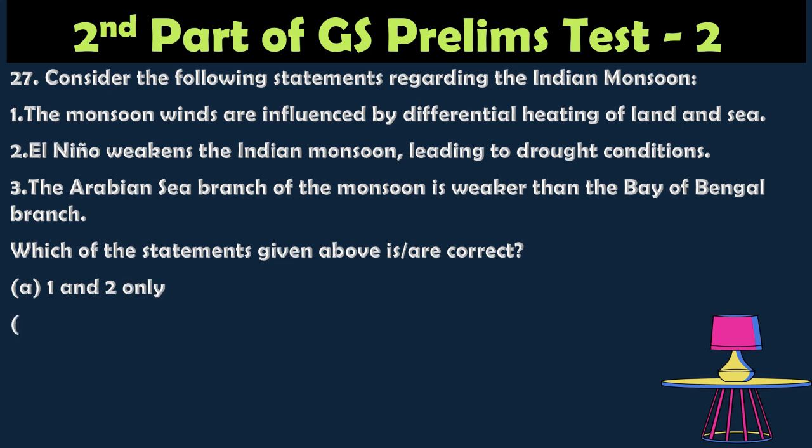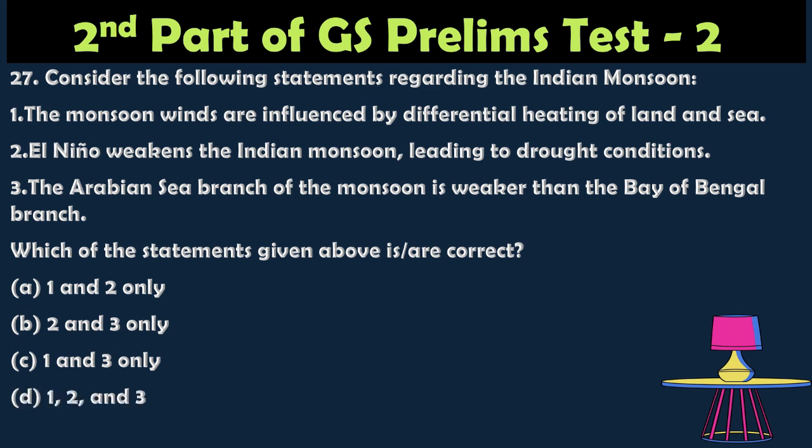Option A: 1 and 2 only. Option B: 2 and 3 only. Option C: 1 and 3 only. Option D: 1, 2 and 3. The correct option is A, 1 and 2 only, because the Indian monsoon is caused by differential heating of land and sea. That creates low pressure and high pressure areas, and the low pressure attracts the air from the high pressure. This is the concept. So statement 1 is correct.